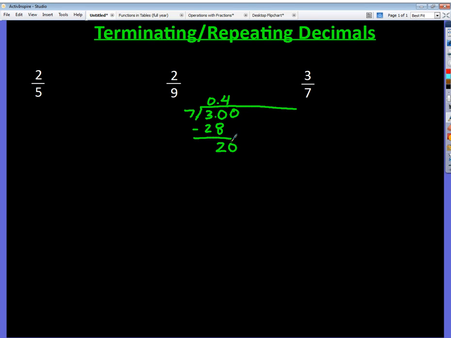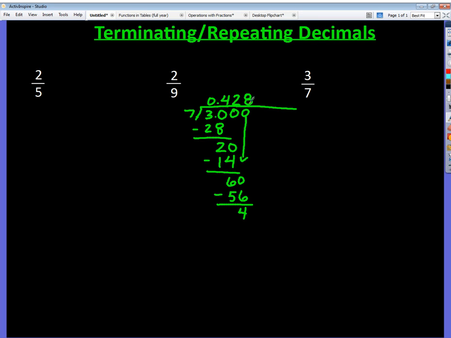Now, because that wasn't a 0, I'm going to add a 0 up top to that 3 and drop it down. So now I'm taking 7 into 20, and we know that goes only twice because 7 times 2 is 14. I subtract, and I get a remainder of 6. Well, that's not a 0, so I continue. And by the way, I would keep going because I don't see a pattern yet. So 7 into 6, I can't do that, but I can do 7 into 60. 7 goes into 60 8 times because 7 times 8 is 56. I subtract, I get a remainder of 4.